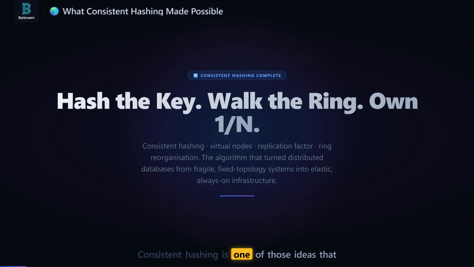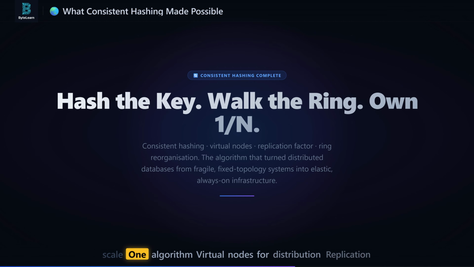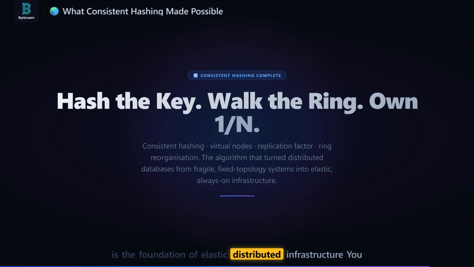Consistent hashing is one of those ideas that is simple enough to explain in one sentence. Hash the key, walk the ring, take the first server you hit, yet deep enough to power the world's largest distributed databases at trillion request scale. One algorithm: virtual nodes for distribution, replication for durability, gossip for ring state. This combination is the foundation of elastic distributed infrastructure. You now understand it completely.